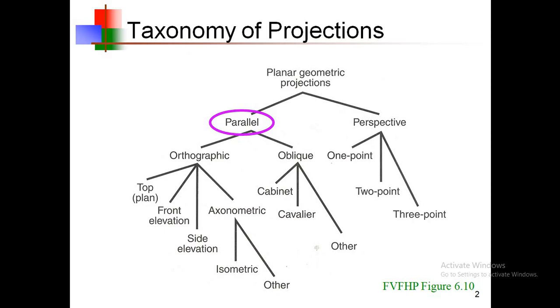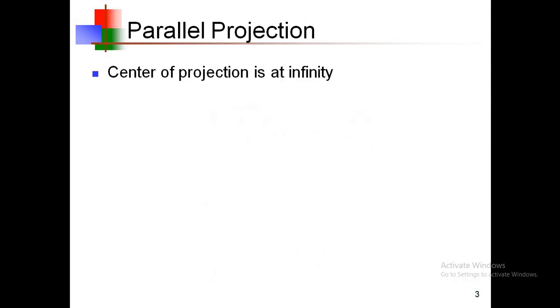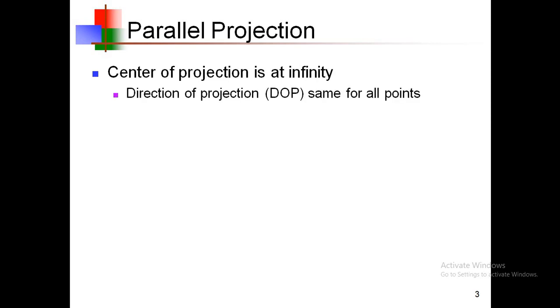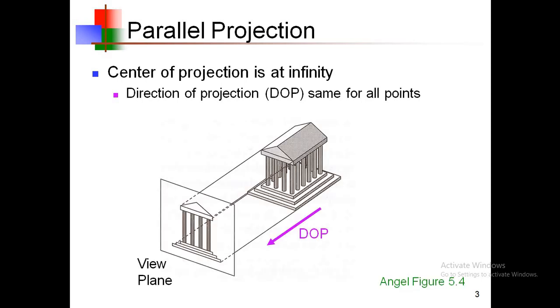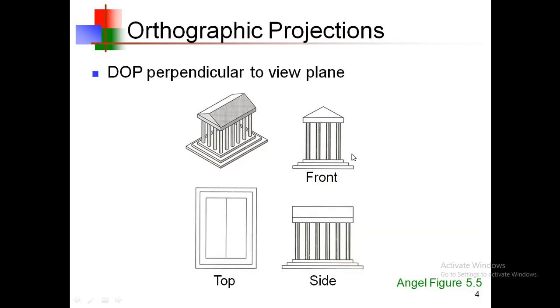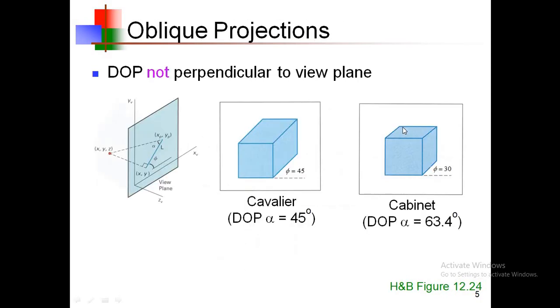Focusing first on parallel projections. In parallel projections, the center of projection is at infinity, and the direction of projection, DOP, is the same for all points since it is parallel in nature. This is an example of a parallel projection of the front view of the house. The direction of projection is the same for all the points, this is the view plane, and this is the object whose projection we are taking. Orthographic projections like front view, top view, and side view give different views of this 3D object.